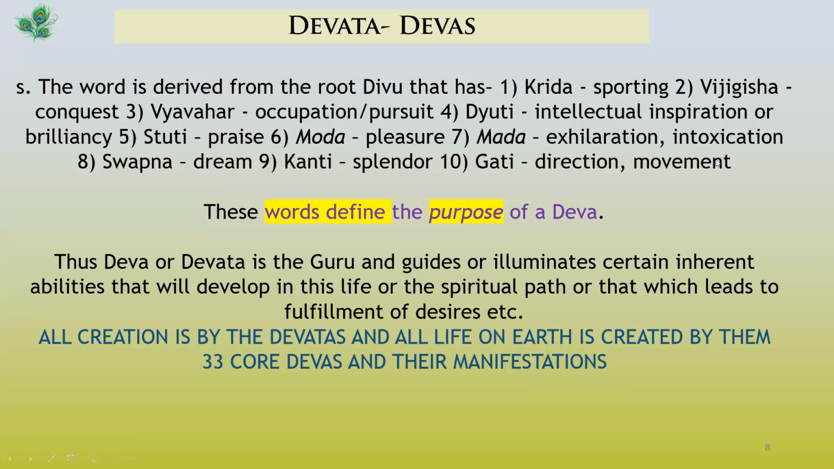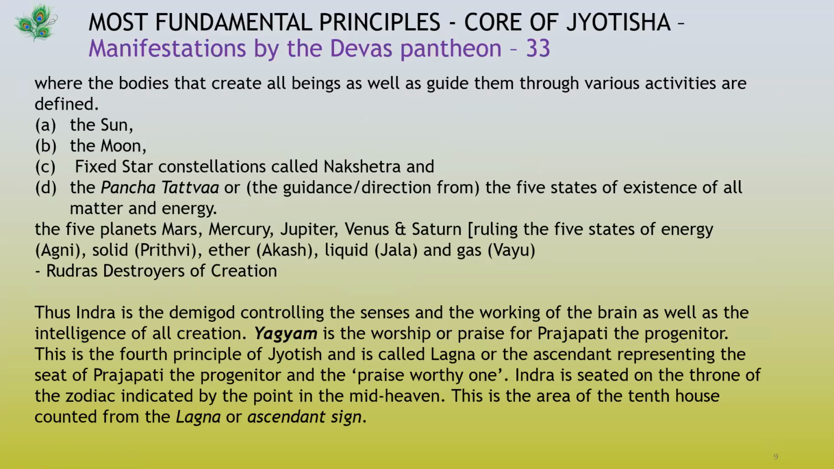Whether it is in keeping with our soul sign, or is it going to be an antithesis, taking us away from our soul sign? All that is the purpose of the deva, who is literally nothing but a guru, guide, illuminator who will light up our spiritual path. And all creation is by devatas, all life on earth is created by them, and there are indeed 33 core devas. And again, the theory of devatas, I'm going to split that up and you'll know.